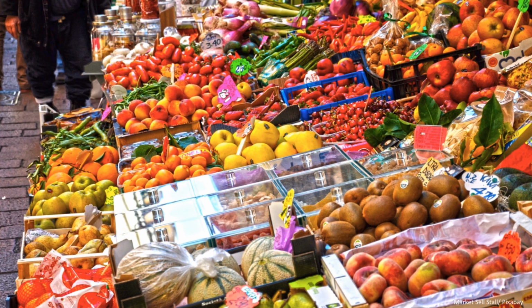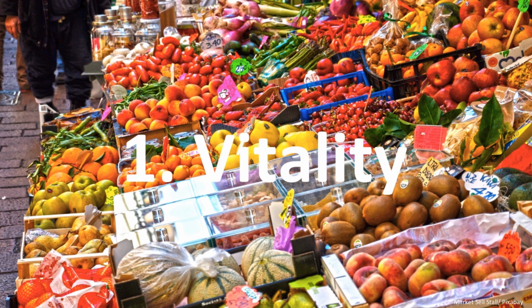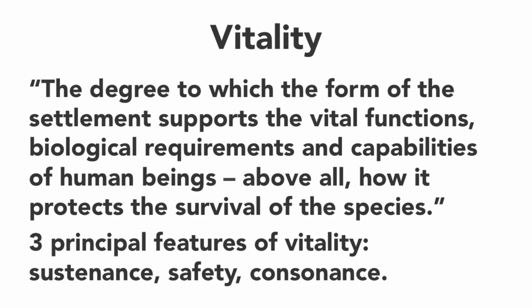This image here is of a fruit and vegetable market vendor. What does it represent? Look at this healthy food, its benefits, and how colorful it all is. The first performance dimension is vitality. Vitality is the degree to which the form of the settlement supports the vital functions, the biological requirements, and capabilities of human beings. Above all, how it protects the survival of the species.